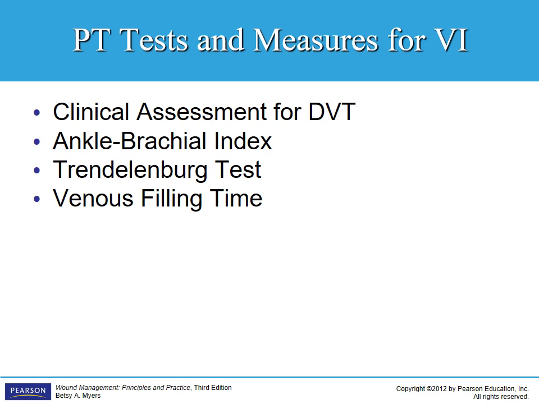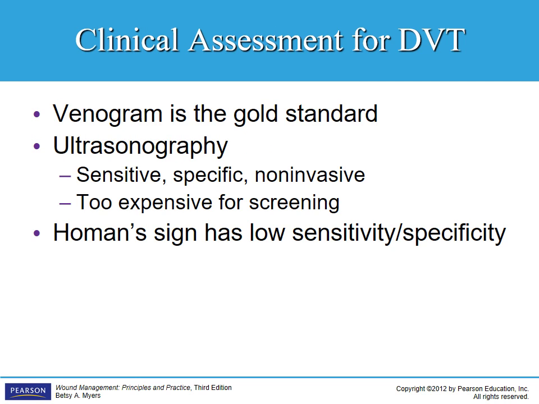So what do we do? What kind of tests do we do for venous insufficiency? Well, we do a clinical assessment for DVT. You guys may remember the Wells test that can give us a good idea. It has really good specificity and sensitivity for DVT. We can do an ankle brachial index. We can do the Trendelenburg test, and we can look at venous fill time.